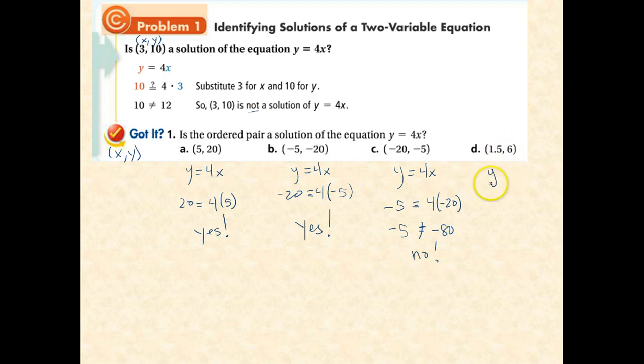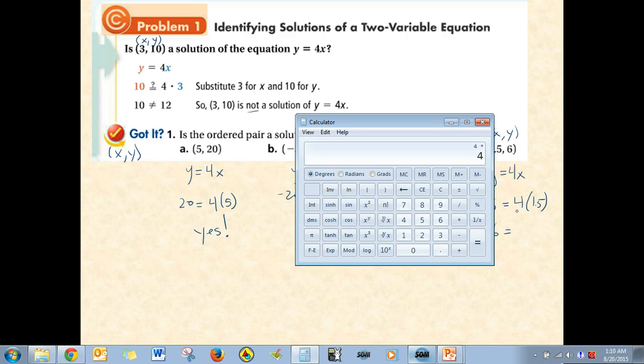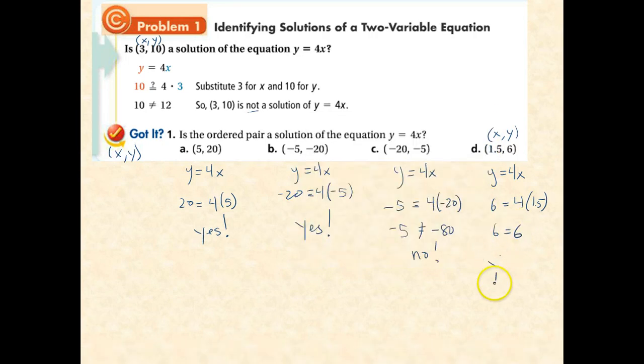How about here? Y equals 4x. X, y. 1.5 is x. So 4 times 1.5 equals 6. Well, what is 4 times 1.5? Oh my heavens, it's 6. So, yes! So that's pretty crazy. There's a bunch of different solutions when there's two variables, huh? Interesting.